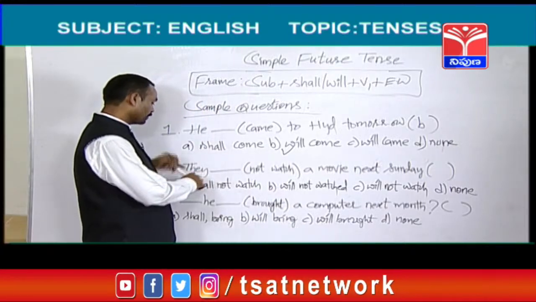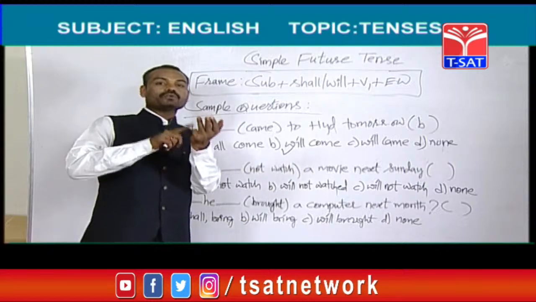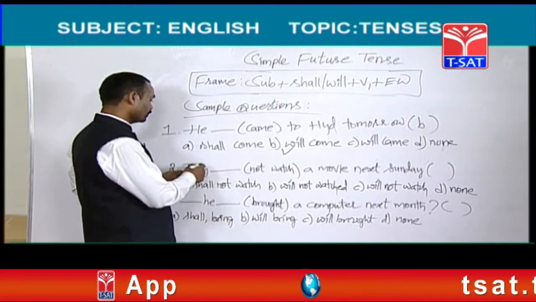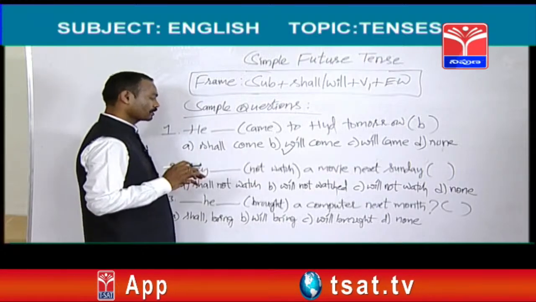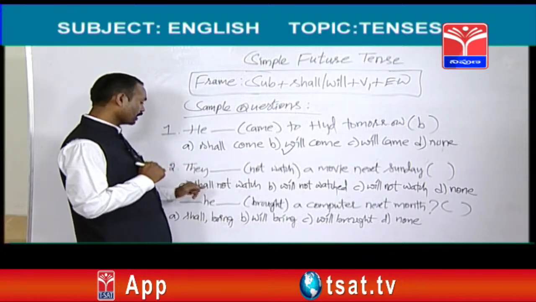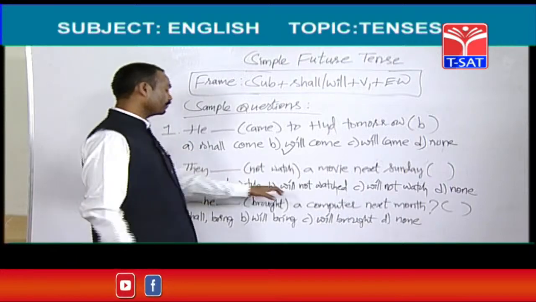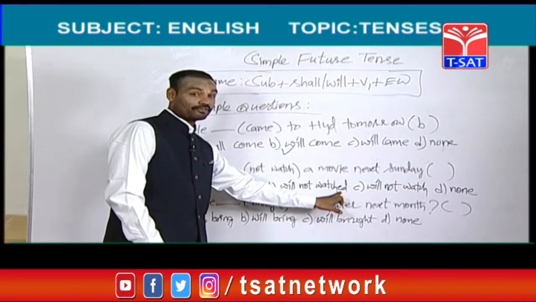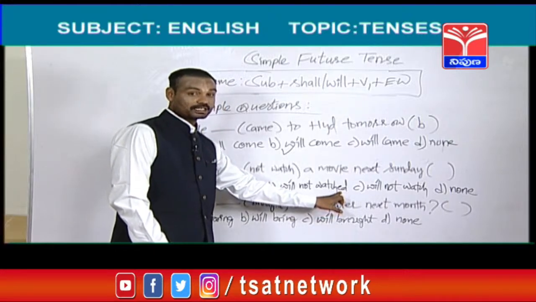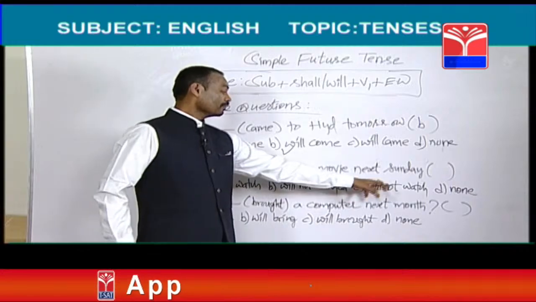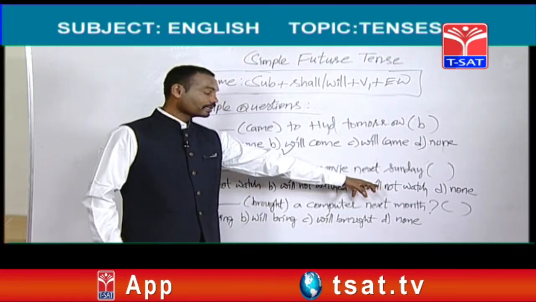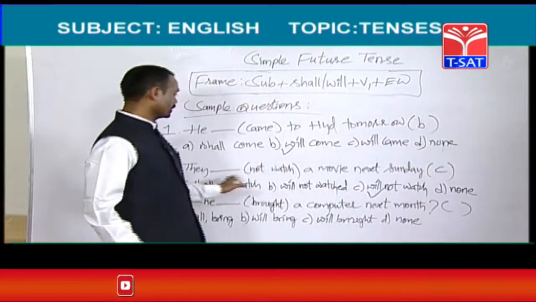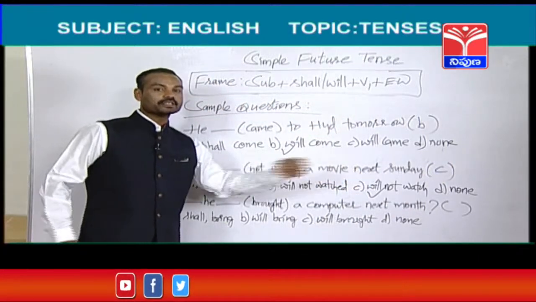For example, in place of they, if they give I or we, "shall not watch" is the right answer. So here, where is "will not watch"? Option A, "shall not watch", wrong. Option B, "will not watched": up to here it is right, but they gave V2, and V2 should not be used in simple future. Option C, "will not watch", is the right answer. Yes, the answer is C.